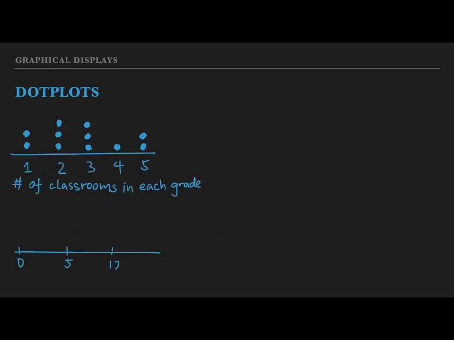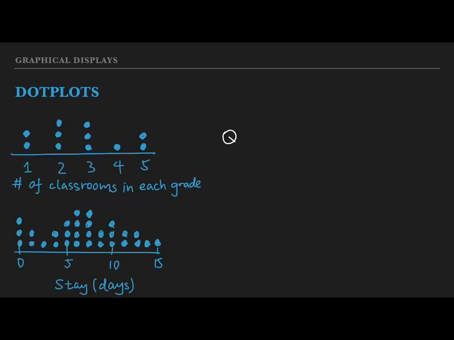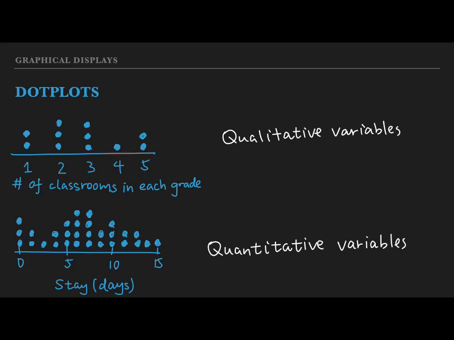There are 2 kinds of dot plots. One is used with qualitative variables, and the other is used with quantitative variables. Here we can easily see the difference between the 2 variables, because, well, you cannot have a classroom in grade 3.5, right? But the data in the second graph is consecutive, because each individual data has its own value, and dot plots help us to see the trend of how the variables are going as the days of stay increase.